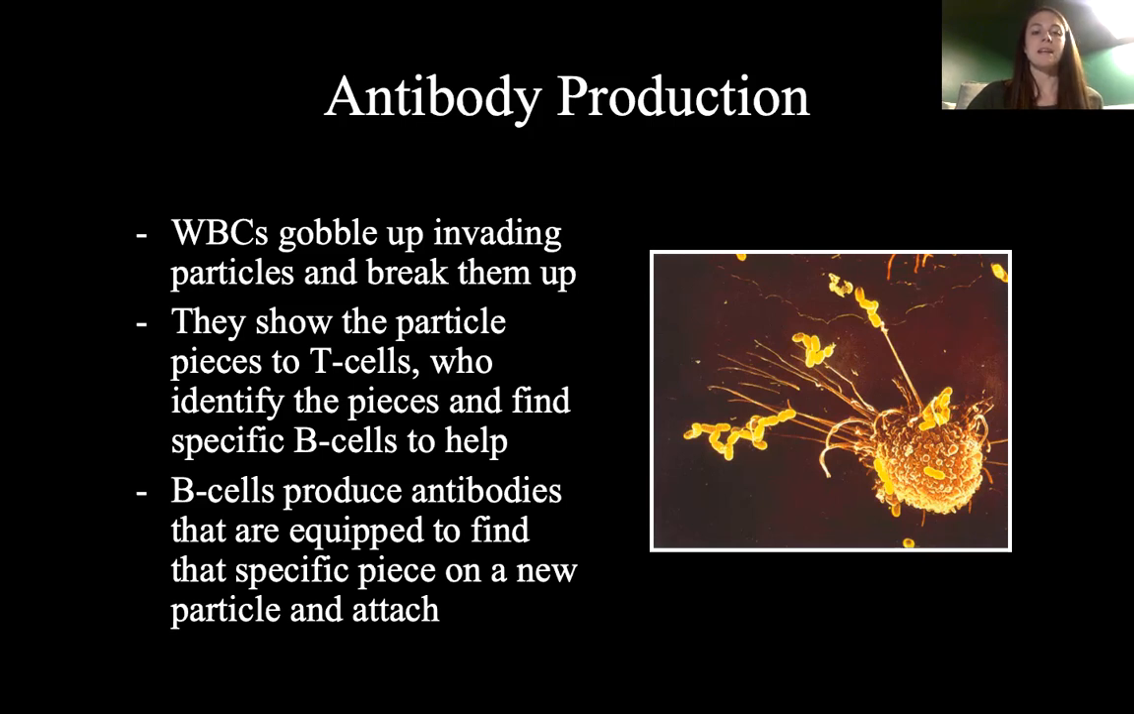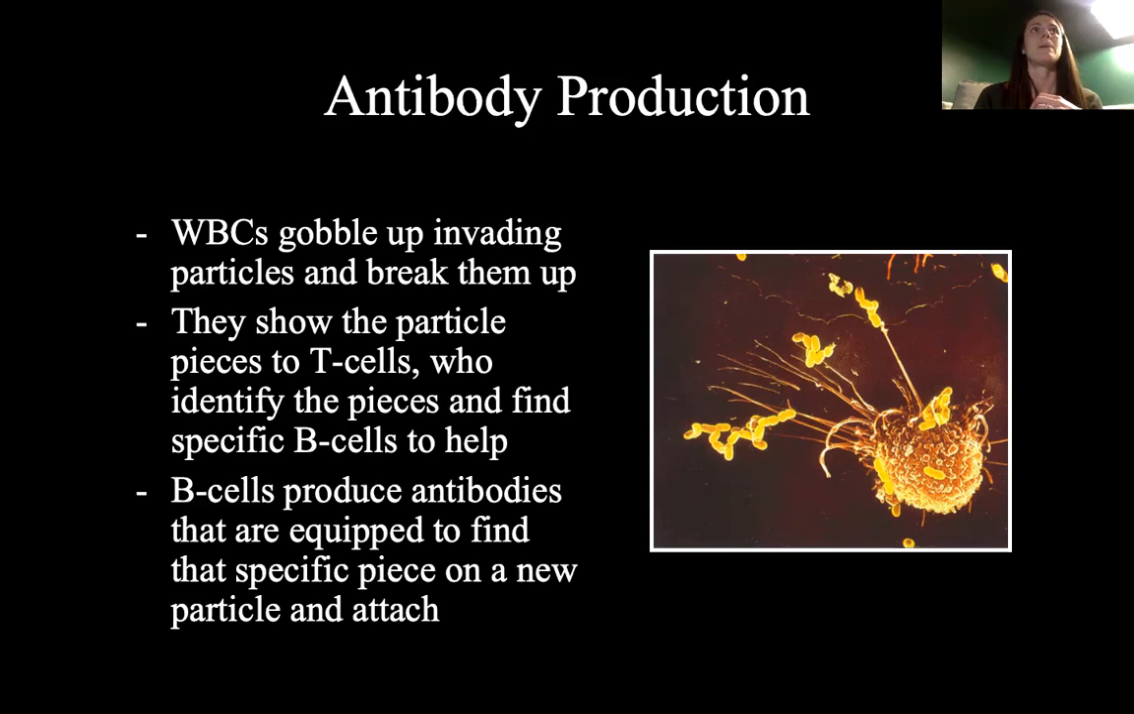The white blood cells gobble up these particles and then show the T cells these antigens. Those T cells identify the pieces and find specific B cells to help. I know it's a lot of terminology. The B cells are the ones that produce antibodies, and these antibodies are then equipped to find that specific piece on a new particle and attach to it. So in summary, the white blood cell detects the antigen from whatever foreign particle it just gobbled up, shows it to the T cells, they show it to the B cells, which produce an antibody, and that antibody can now go out and find the other ones of the same type and kill them.